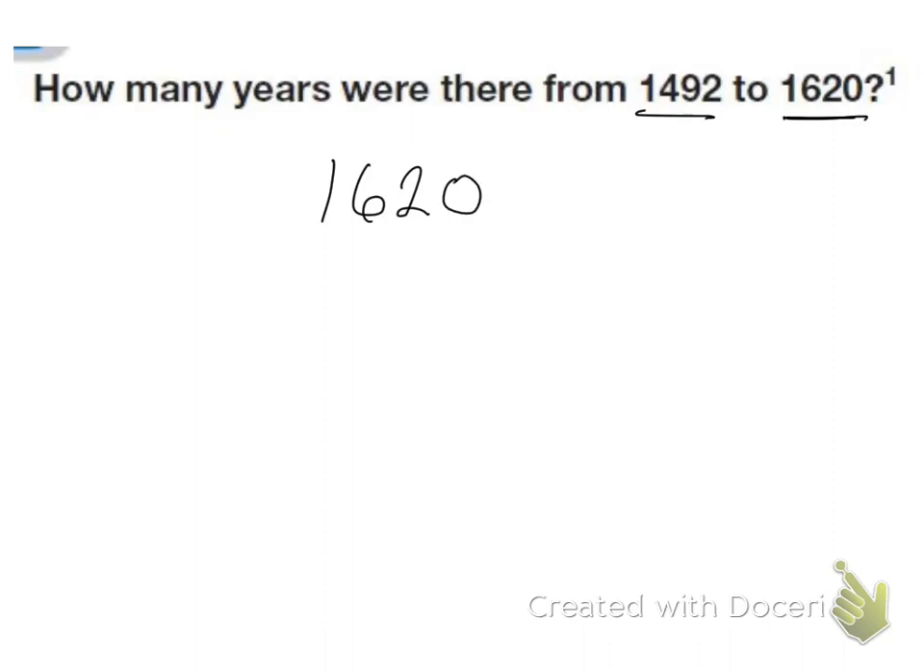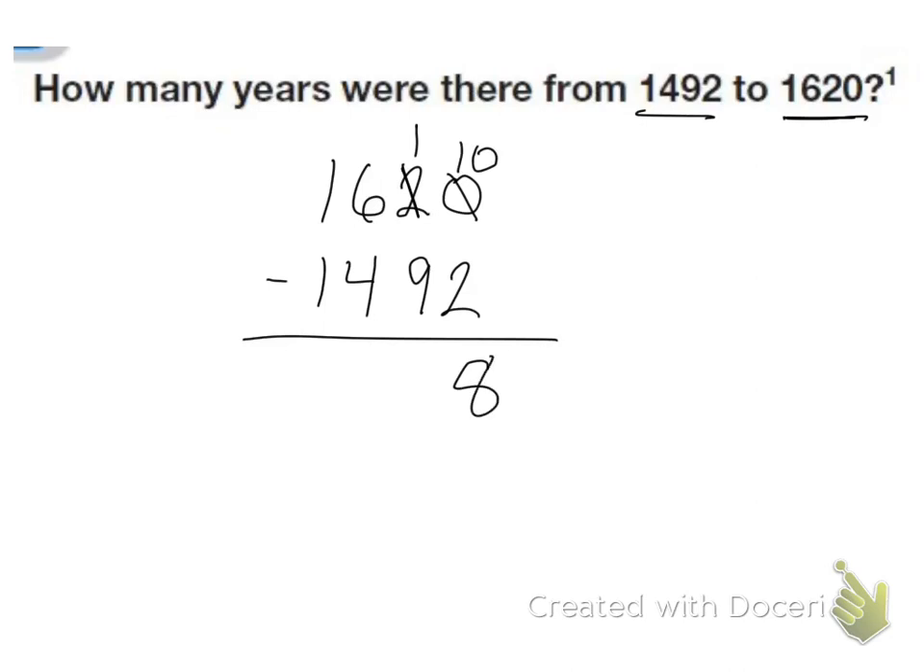1620 minus 1492. So I need to borrow here to get 10. 10 minus 2 is 8. I can't take 9 from 1, so I need to borrow from the hundreds and add 10 tens. So 11 minus 9 is 2. 5 minus 4 is 1. And 1 minus 1 is 0. So there are 128 years between these two time periods.